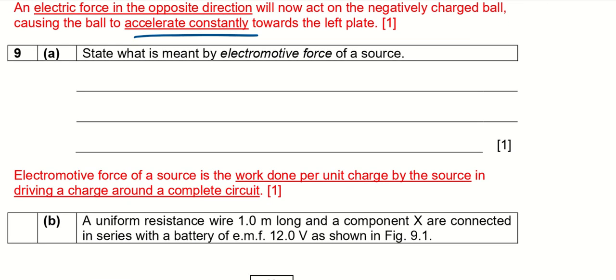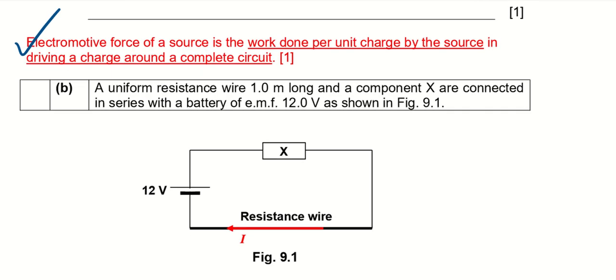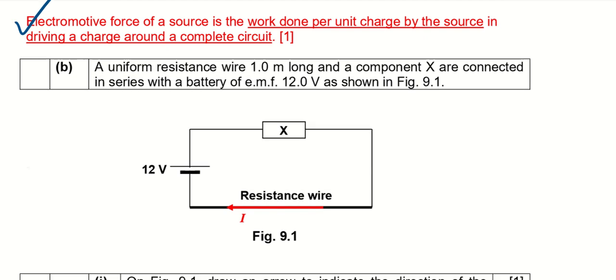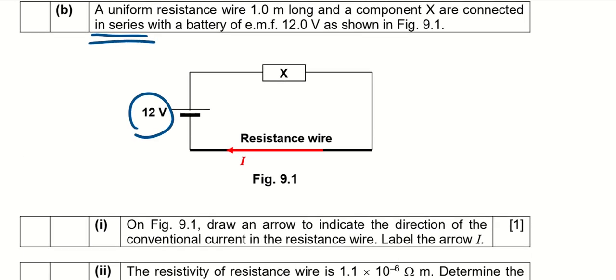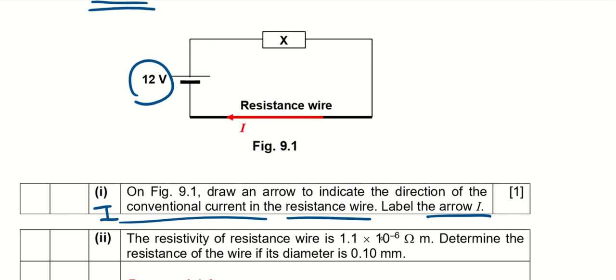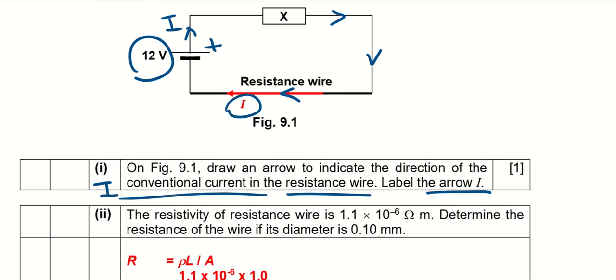Okay, state what's meant by electromotive force. This is the definition, it is correct. Now, a uniform resistance wire 1.0 meter long and a component X are connected in series with a battery of EMF 12 V as shown. So draw an arrow to indicate the direction of the conventional current I in the resistance wire. Label the arrow I. So you need to show the correct direction. We know that current flows out from the positive terminal, which is the longer one. So it will flow through X, come to here, and this is the correct direction. Please remember to label it I.